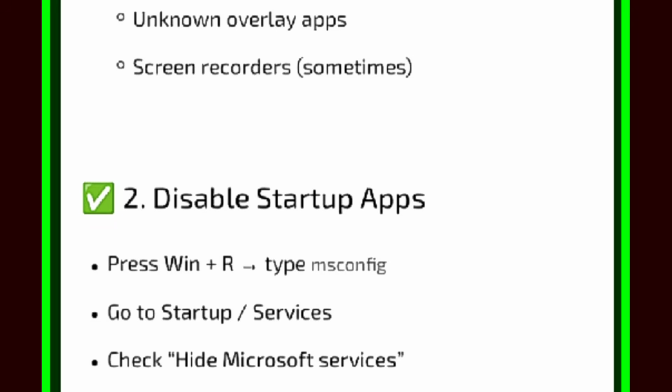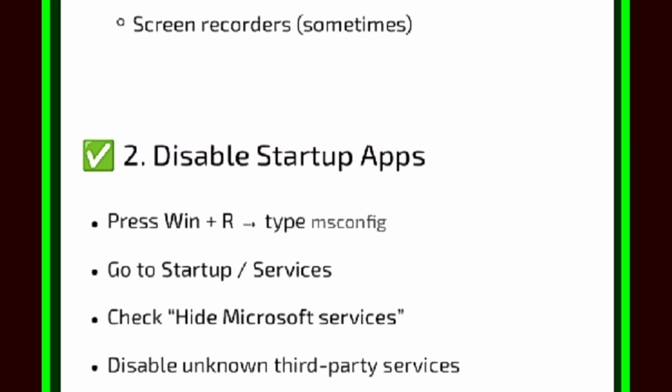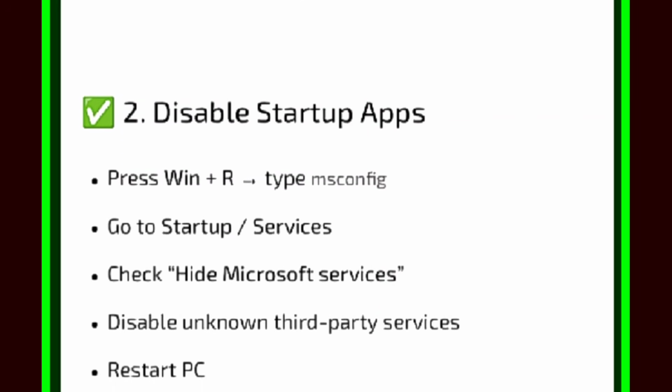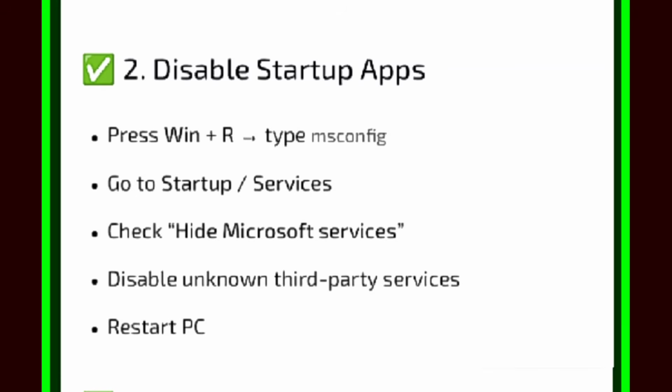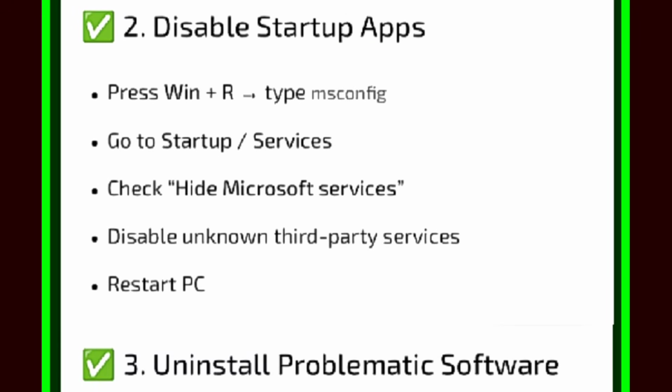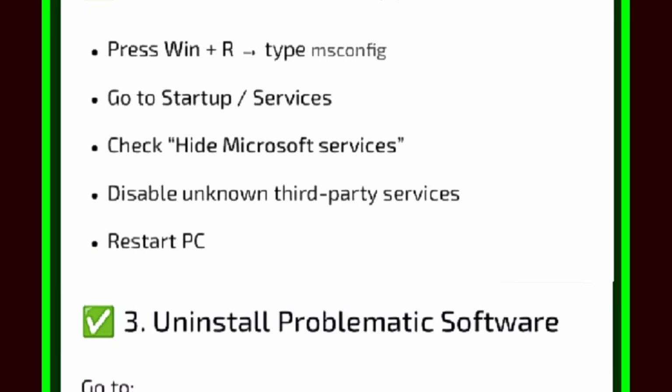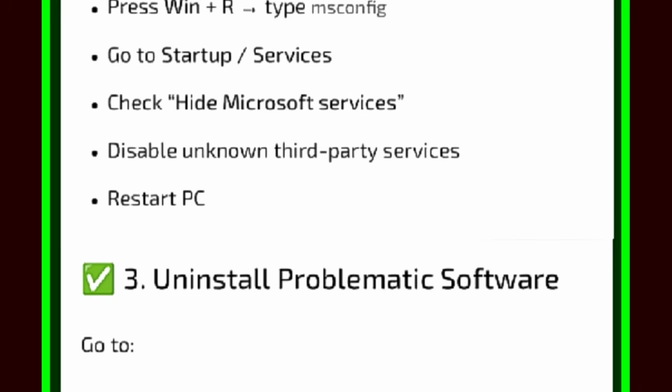Press Win plus R, then type msconfig. Go to Startup or Services, check Hide Microsoft Services, disable unknown third-party services, and restart your PC.